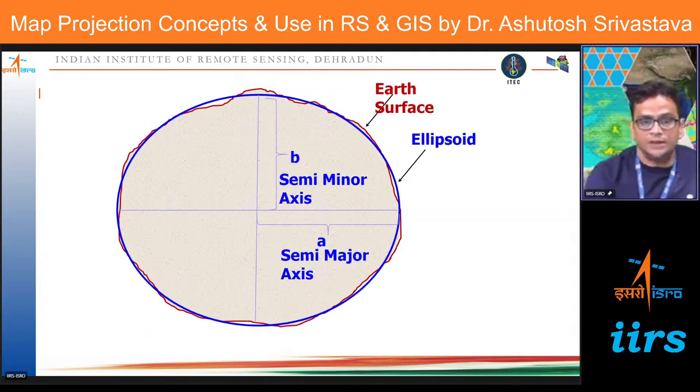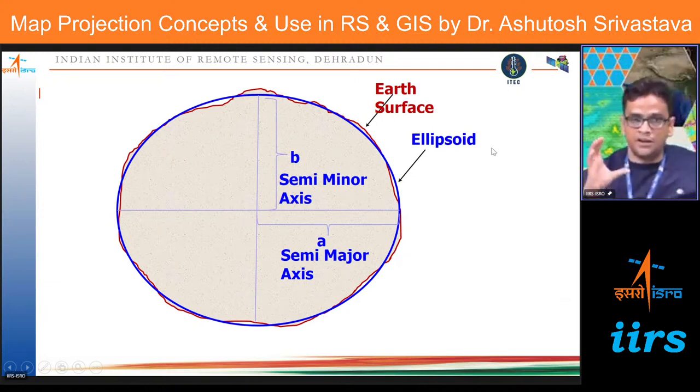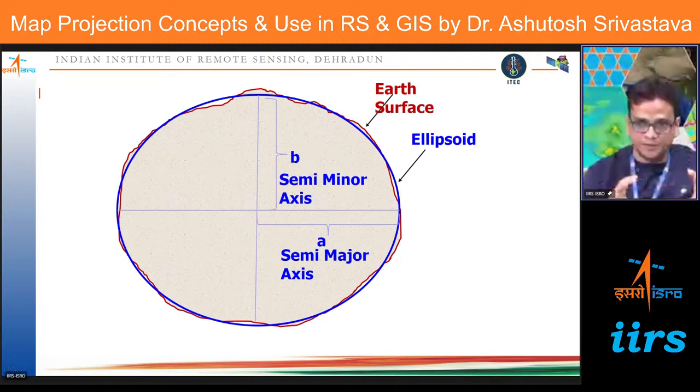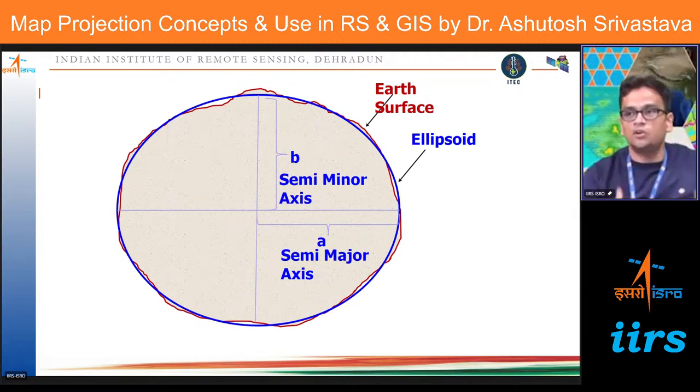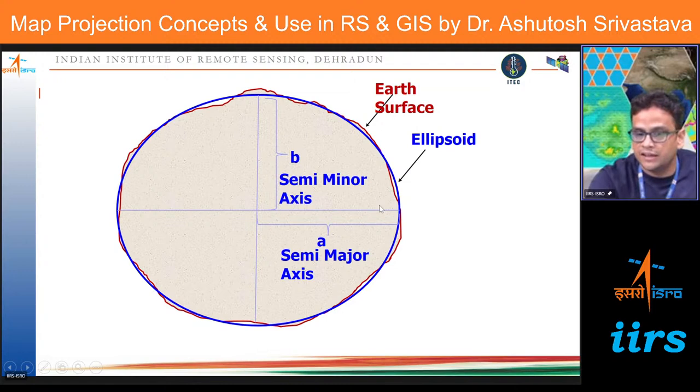You see, this is our Earth's curvature. In red, you can see its ups and downs. So we are fitting one ellipsoid, one mathematical surface, to this, which can closely represent our Earth. This is the semi-minor axis and the semi-major axis. In the Earth's case, we can say this is the equatorial radius and this is the polar radius.